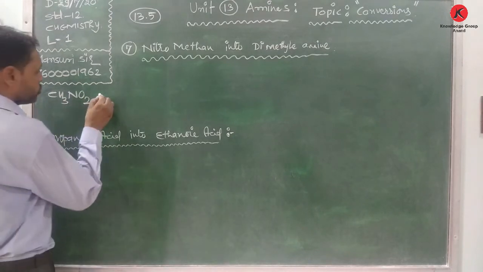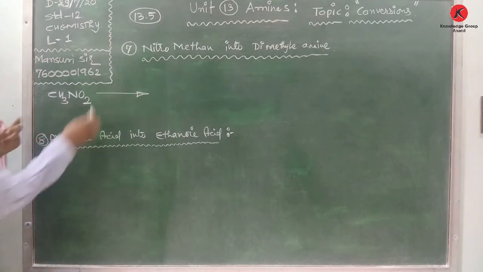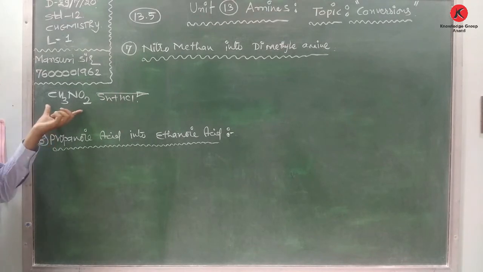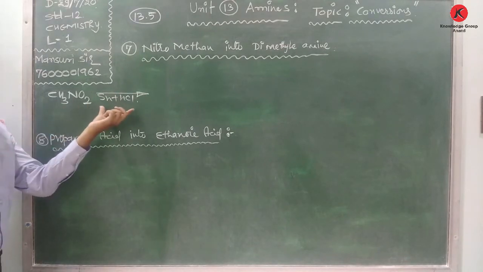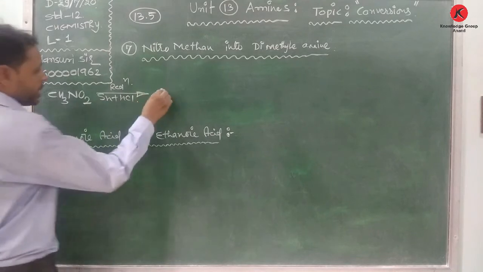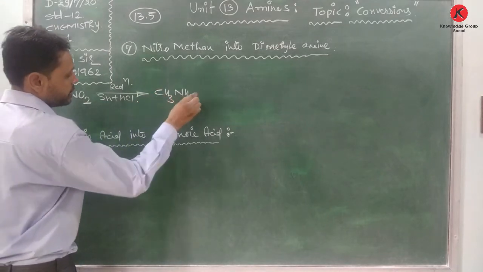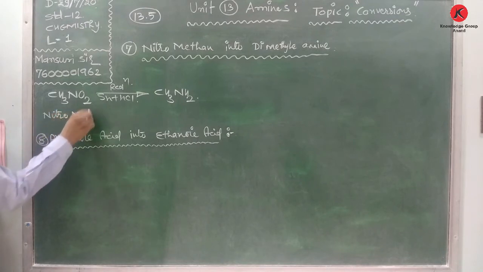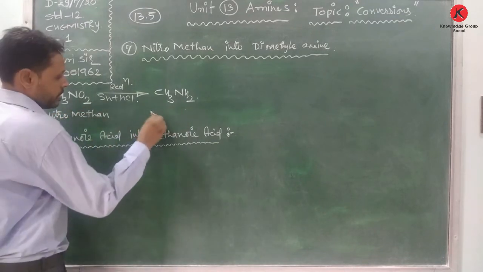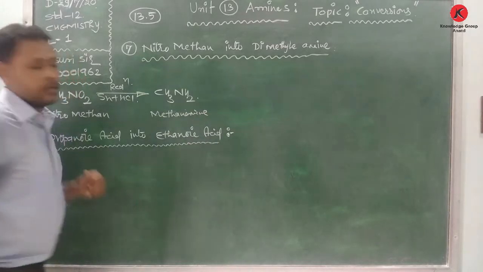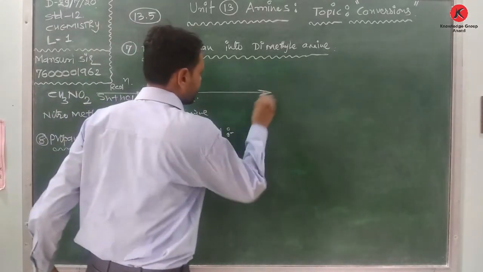So first of all we have to do reduction by using Sn/HCl. This is reducing agent. So nitromethane reacts with the mixture of Sn plus HCl, then gets reduced. That is why methanamine is obtained. So I will write nitromethane over here, and thereafter methanamine.